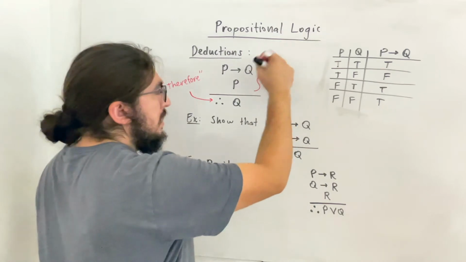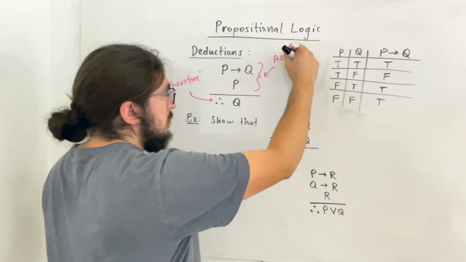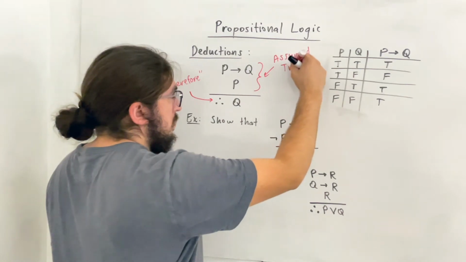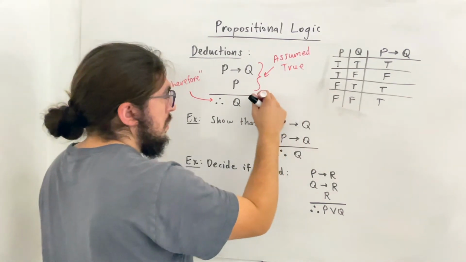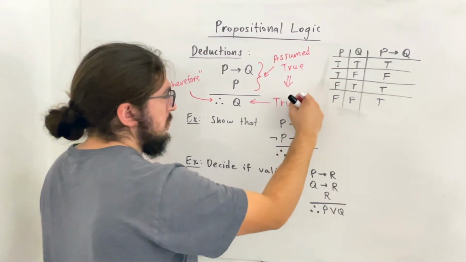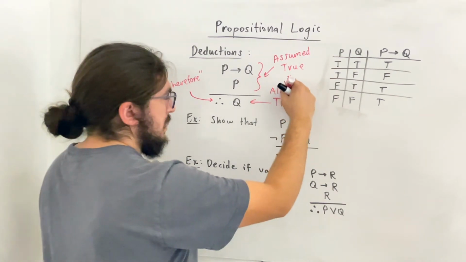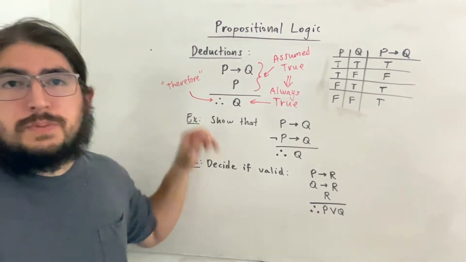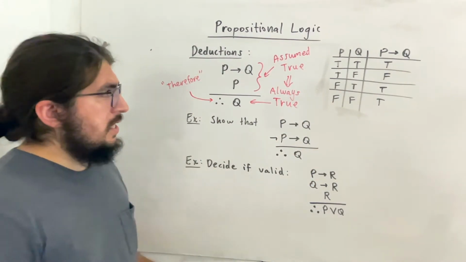When these both are assumed to be true, then that implies that this is always true. Let me write "always" on top. In other words, when these are true, this must be true. Let's see if that's the case here.